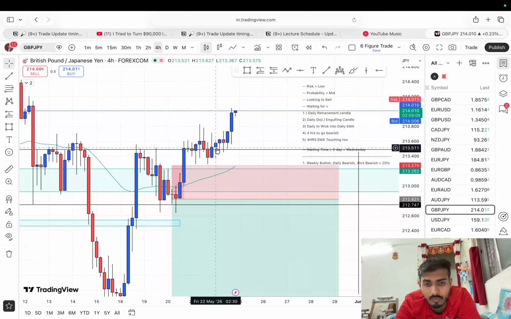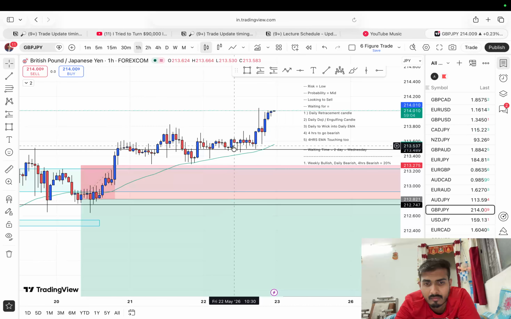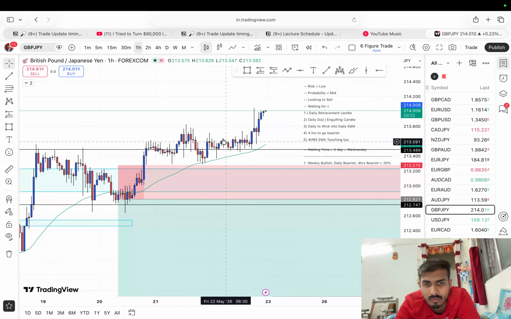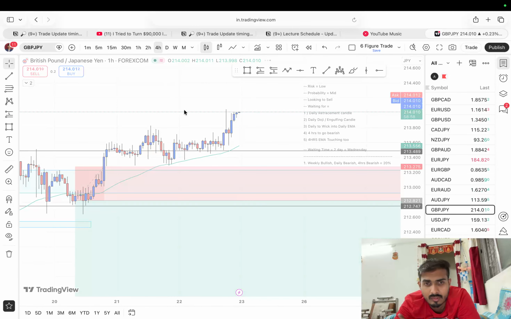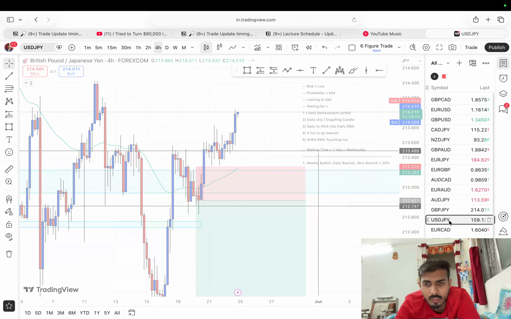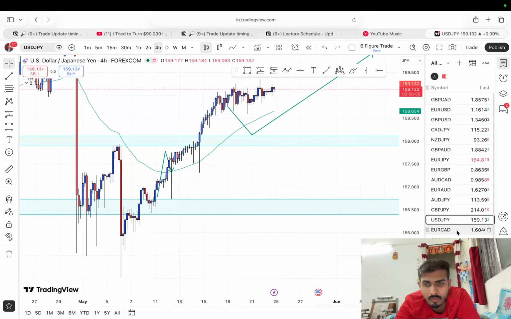Man, this was a beautiful buy. This would be a beautiful buy right there, but this goes against our trading plan. I will never take that. So GJ, I was not interested, I haven't taken the trade. USDJPY, I haven't taken the trade right there.